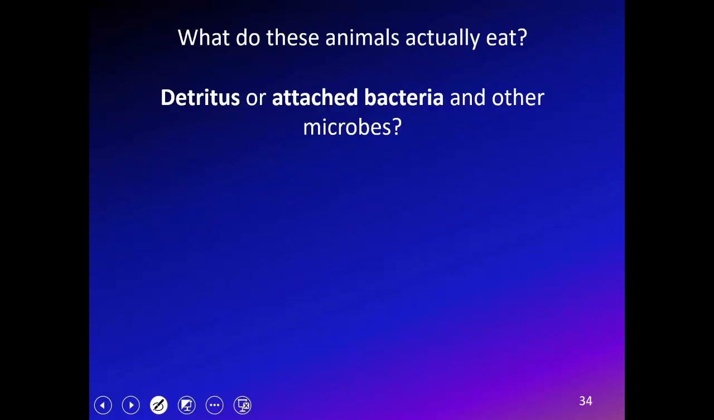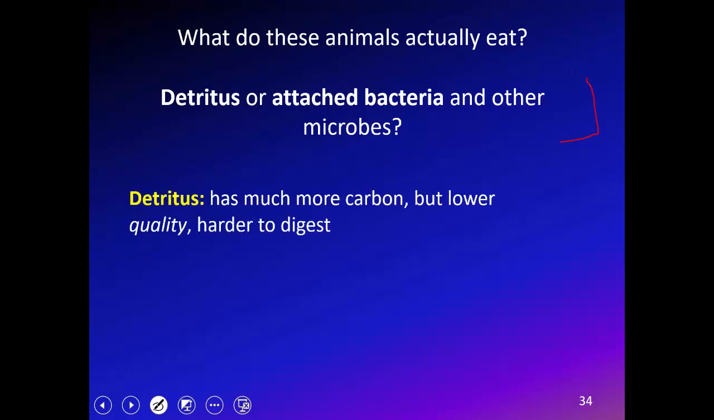But with these organisms, especially the ones that are just eating everything they encounter, what are they really eating? The question really is, are they eating the detritus itself, the dead plant material, or the stuff growing on it, the bacteria and other things growing on it? The dilemma that faces these organisms is that there's usually a lot more of the detritus, but often it's not as good stuff.